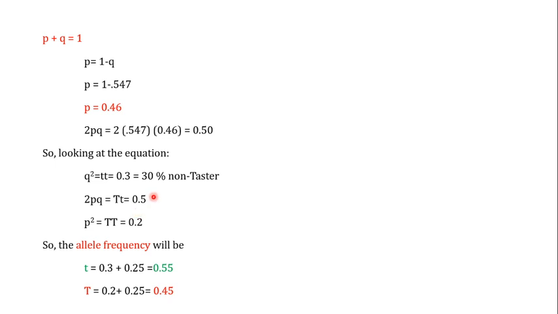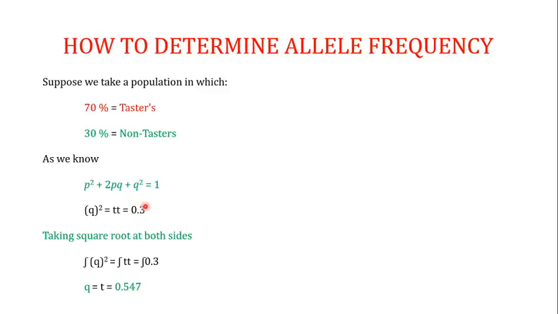Now if you look at this 2pq, that is the taster condition, but in the heterozygous form. The p square, the capital T, is the taster condition in the homozygous form. So this is making up 70% of the population, as 0.5 and 0.2 make 0.7. So we have 30% non-tasters and 70% tasters, which is the situation that was given to us.